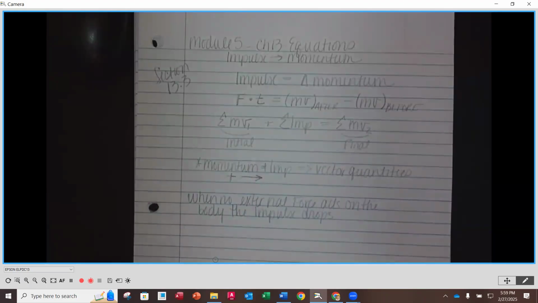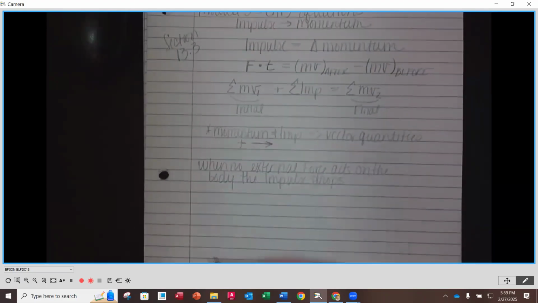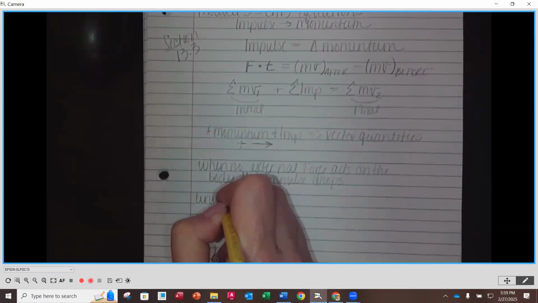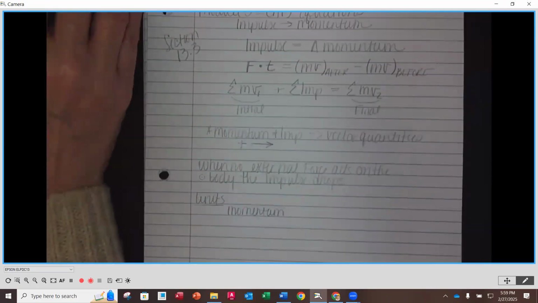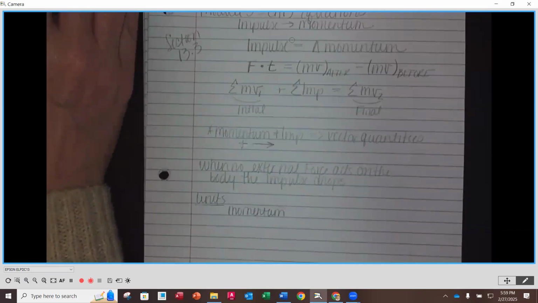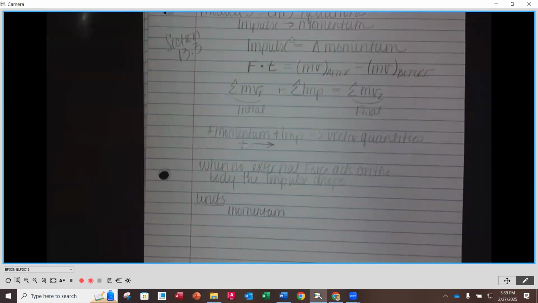Now, I also think it's important to look at units here, okay? So let's look at the units that we're dealing with. For momentum, it's funny because momentum doesn't seem to have any official variables.